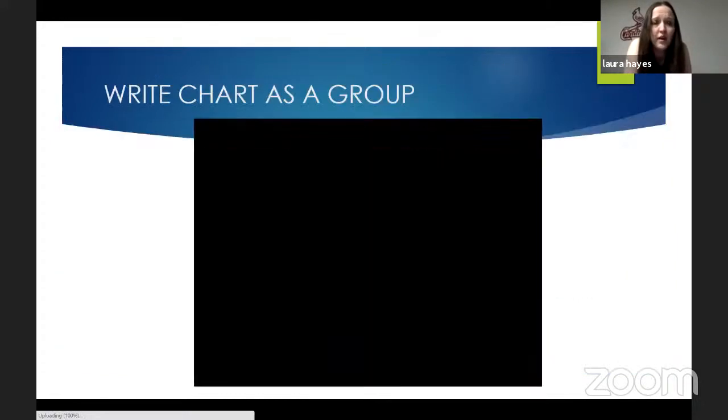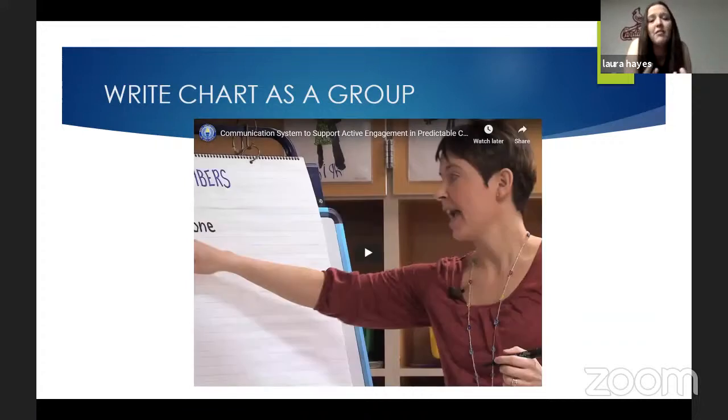So the first one, writing a chart as a group, I love this video because of the communication partners and how they interact with both the young girl using her system, as well as the other kids in the classroom, because she is in a gen ed classroom. You can see they scaffold and shift how they support the students based off of where their level is. So let's watch.